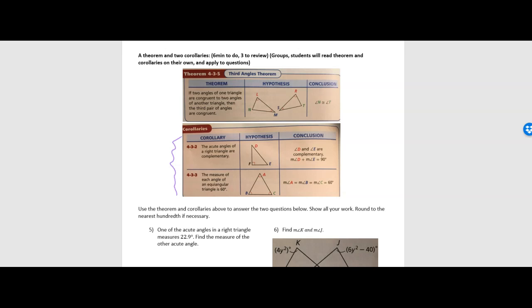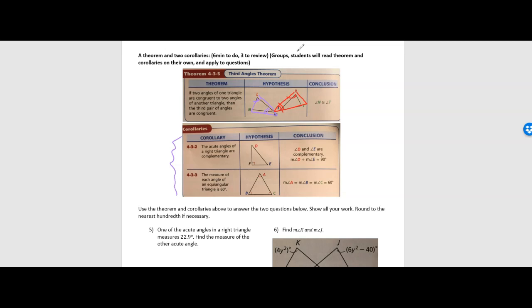Okay, so the third angles theorem. If two angles of one triangle are congruent to two angles of another triangle, then the third pair of angles also must be congruent, right? So I have two triangles there. I have LNM, and I've got RST. But they do share two sets of congruent angles, right? L and M in the purple are congruent to R and S respectively in the red.